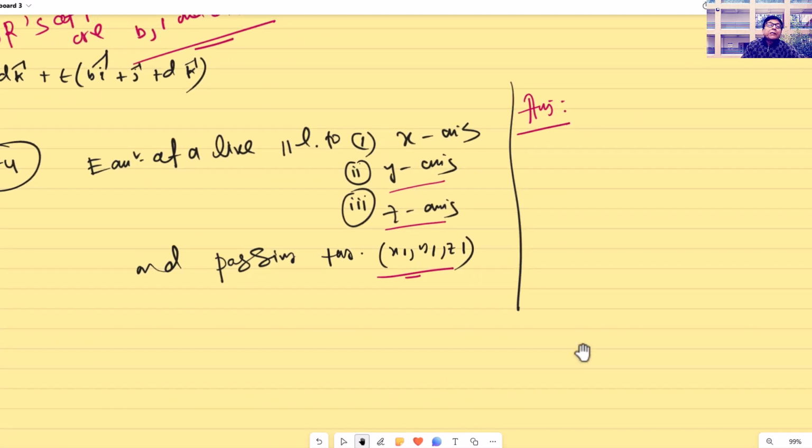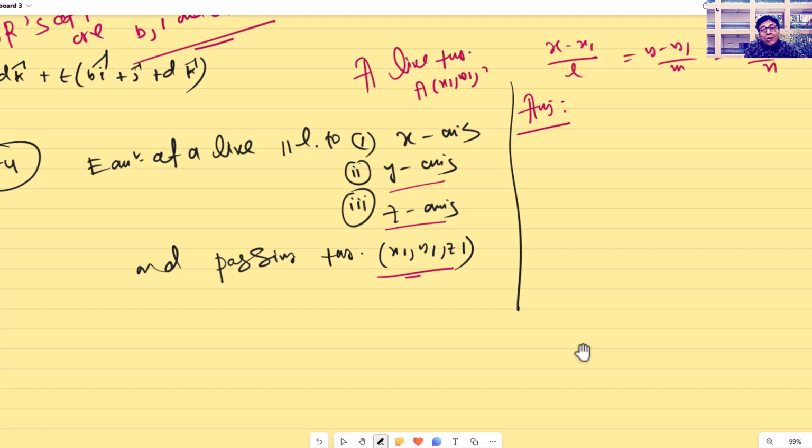The question is, a line parallel to x-axis. I told you a line can be written both in terms of direction ratios and direction cosines. That is (x minus x1) by l, (y minus y1) by m, (z minus z1) by n. This is the equation of a line through x1, y1, z1. What about l, m, n? They are direction cosines. Already I told you a line can be expressed in terms of direction ratios or direction cosines.